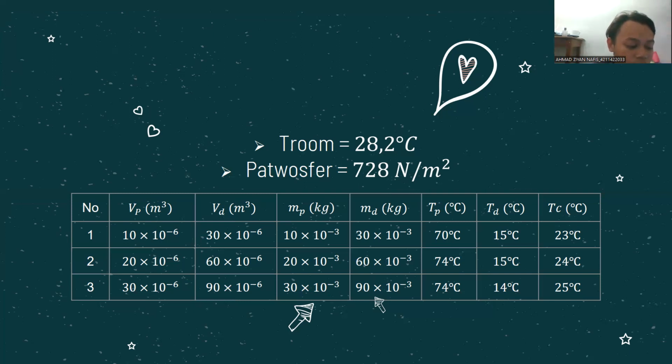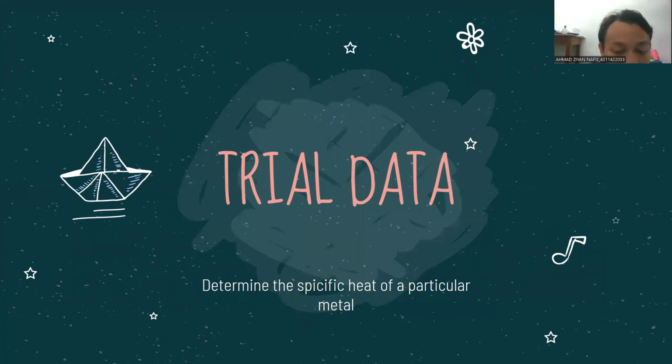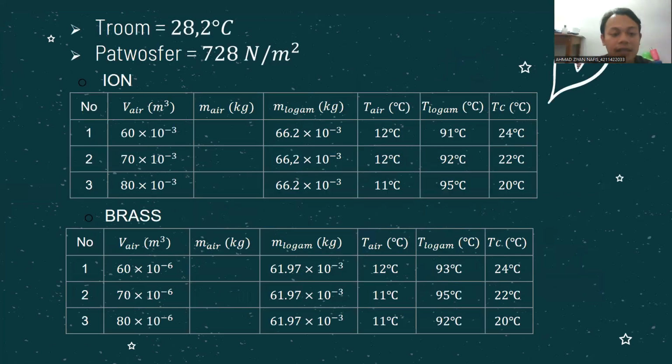The hot water temperature is 74 degrees Celsius, and the cold water temperature is 14 degrees Celsius. So that the temperature of the mixture is 25 degrees Celsius. Next, we use the data to determine the specific heat of a particular metal.